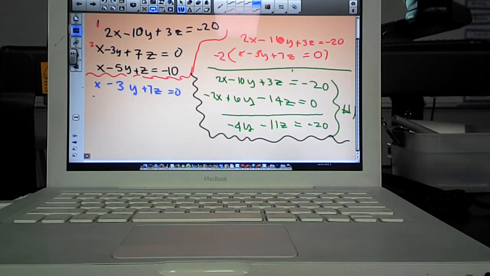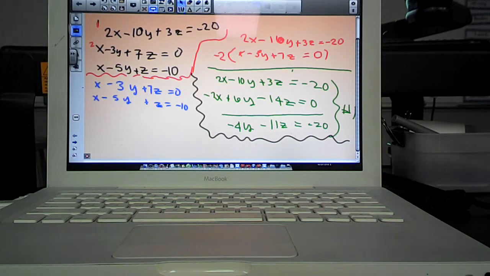And then x minus 5y plus z equals -10. Oh, plus, not 12, it is just z.